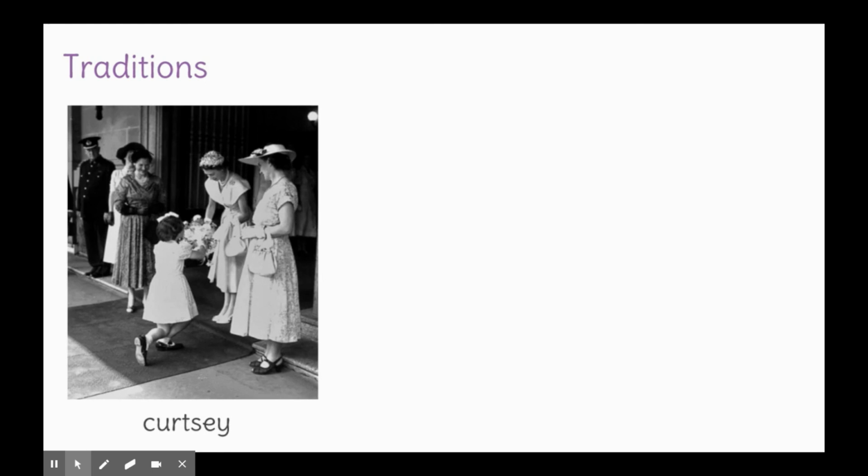One is the curtsy. When a woman greets someone of a very senior position, like a president or a queen of a country, she bends her knees and lowers her head to show respect, much like a man would do when he bows. The act itself is called a curtsy, a noun, but the word is also used as a verb. In this photograph, a young girl is curtsying as she hands flowers to Queen Elizabeth.